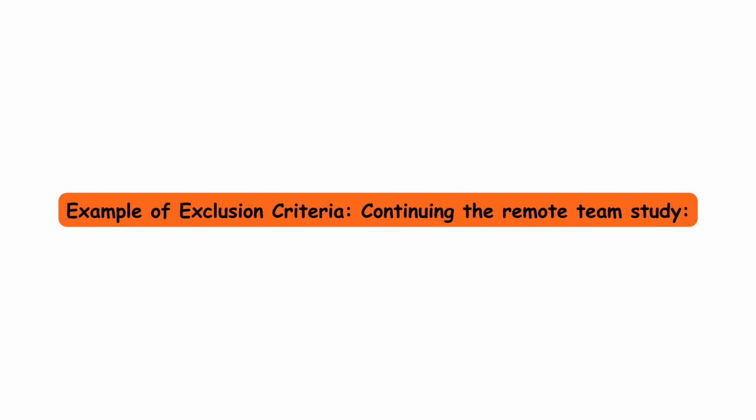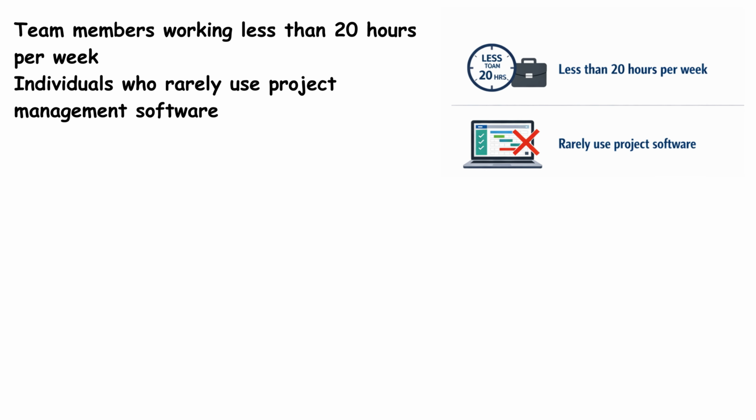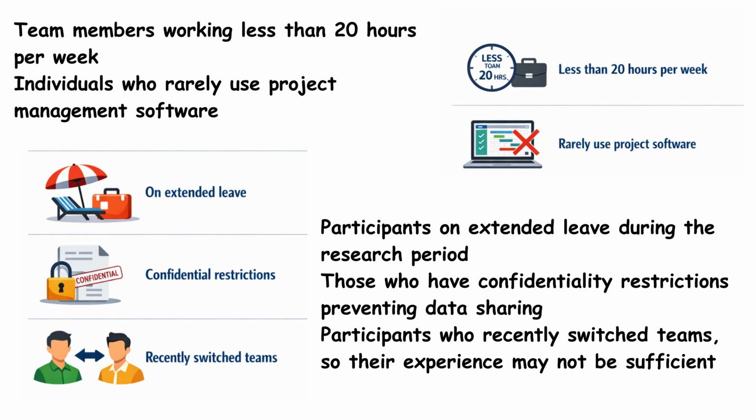Example of exclusion criteria, continuing the remote team study: team members working less than 20 hours per week, individuals who rarely use project management software, participants on extended leave during the research period, those who have confidentiality restrictions preventing data sharing, participants who recently switched teams, so their experience may not be sufficient.